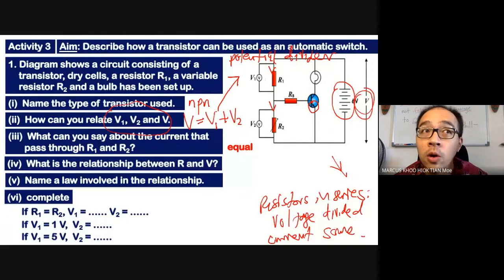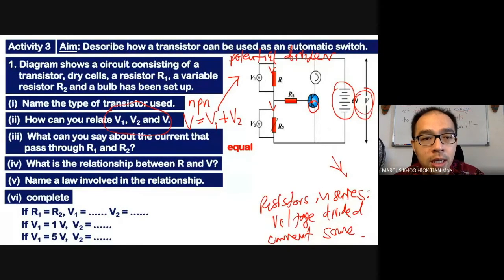The old English textbooks will call it a voltage divider circuit, because it divides the voltage. But again, I'm saying it's not dividing it equally. Dia ada ratio itu, bergantung kepada if the R is big or small.